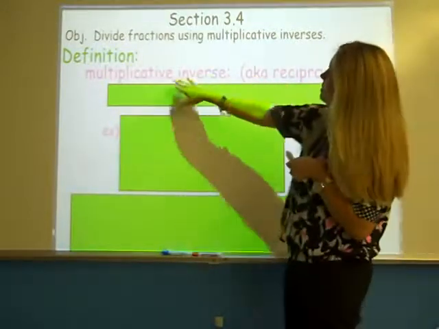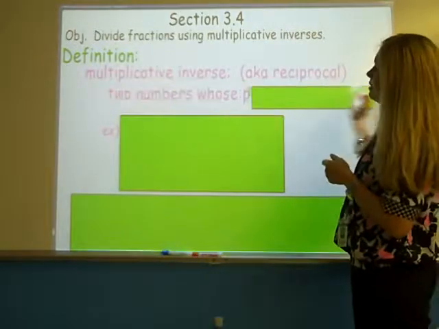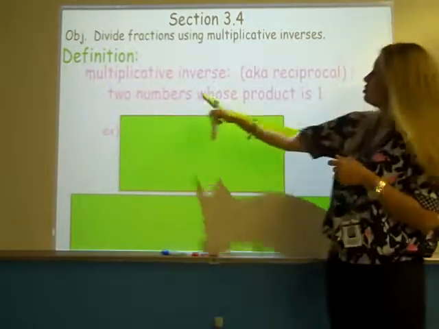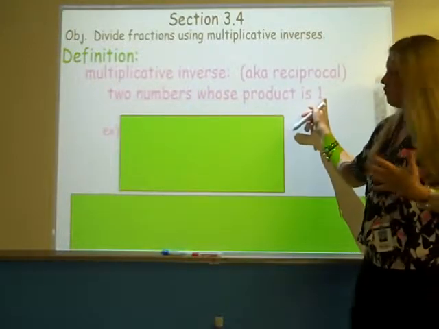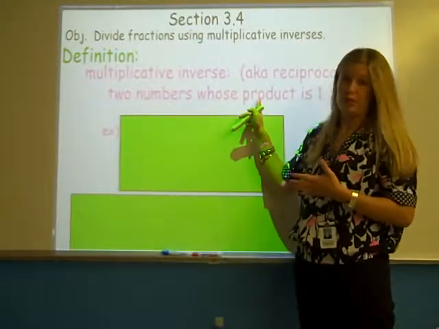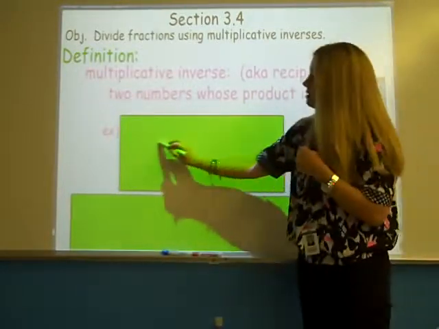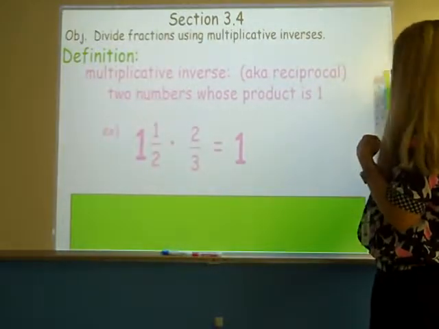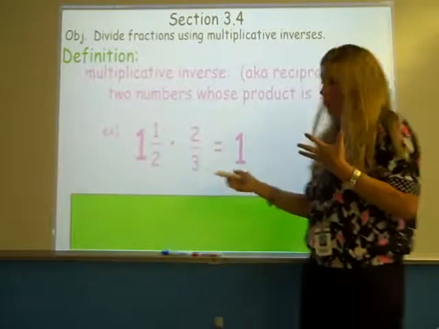So first, a multiplicative inverse is also known as the reciprocal, and the reciprocal is two numbers whose product is 1. Okay, so first of all, you need to know that product means multiplication. So we're multiplying two numbers and we get 1 is what multiplicative inverse means. For example, I have 1 1/2 times 2/3, and I'm telling you that equals 1. I'm going to prove it to you.